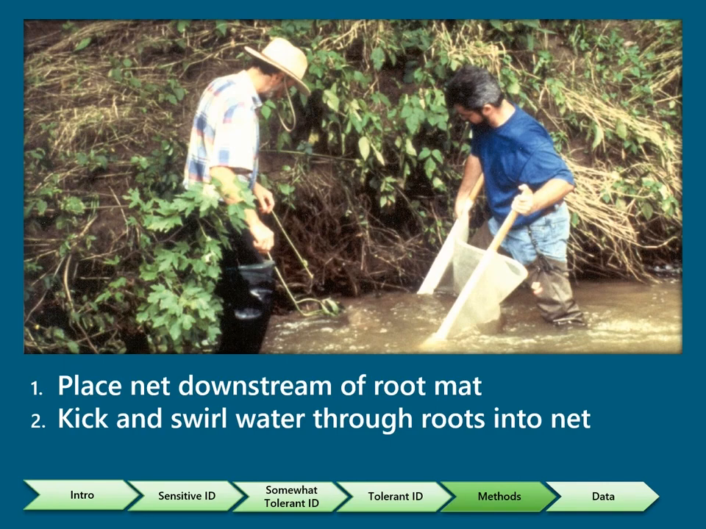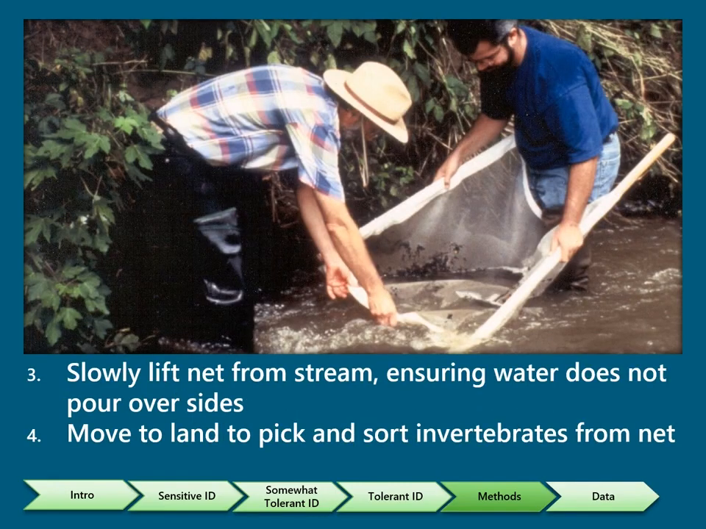First, place the kick net downstream of the root mat with the edge next to the bank. Kick and swirl the water under the root mat so invertebrates dislodge and float down into the net. Use your foot to disturb the root mat, not your hands. There may be biting critters in there, or poison ivy. Slowly lift the net from the stream, making sure that water and invertebrates do not spill over the side. Move the net to the land to pick and sort the invertebrates into a sorting tray.